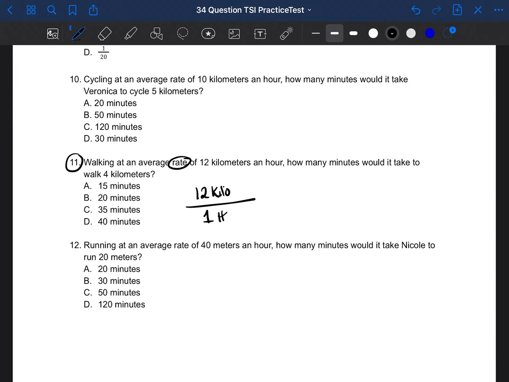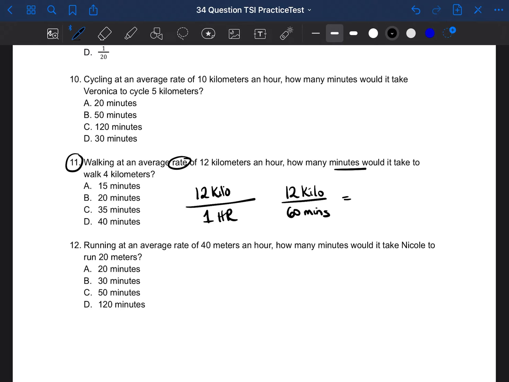An hour means every hour. How many minutes would it take to walk 4 kilometers? So because I know they're talking about minutes now, instead of 12 kilometers over 1 hour, I'm just going to write 12 kilometers over 60 minutes, because there's 60 minutes in an hour.